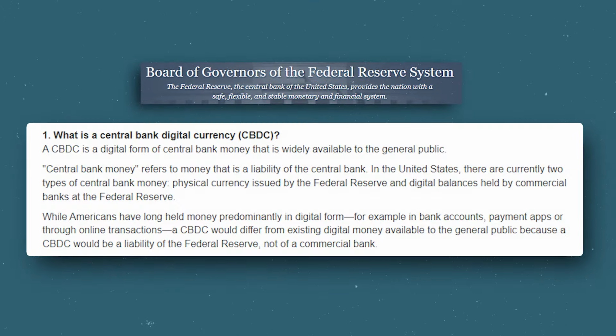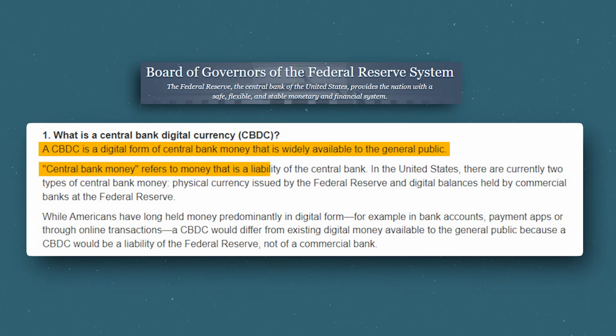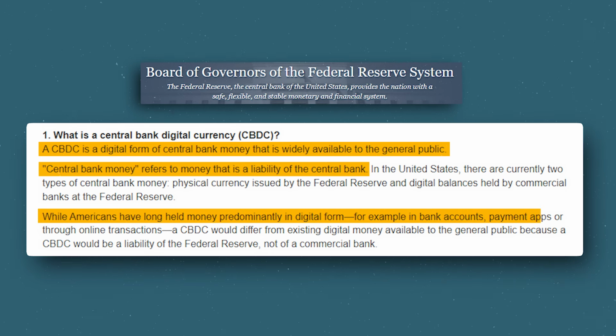Alright, let us begin by understanding what central bank digital currency is. The official definition of CBDC says, a CBDC is a digital form of central bank money that is widely available to the general public. Central bank money refers to the money that is a liability of the central bank. While Americans have long held money predominantly in digital form, for example in bank accounts, payment apps, or through online transactions, a CBDC would differ from existing digital money available to the general public because a CBDC would be a liability of the Federal Reserve and not of a commercial bank.